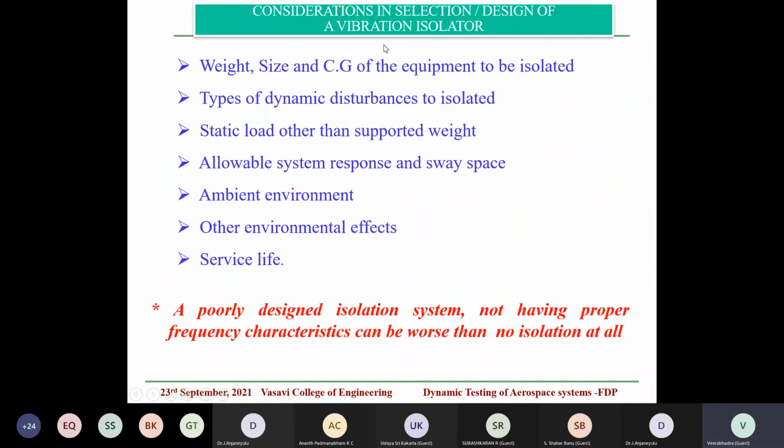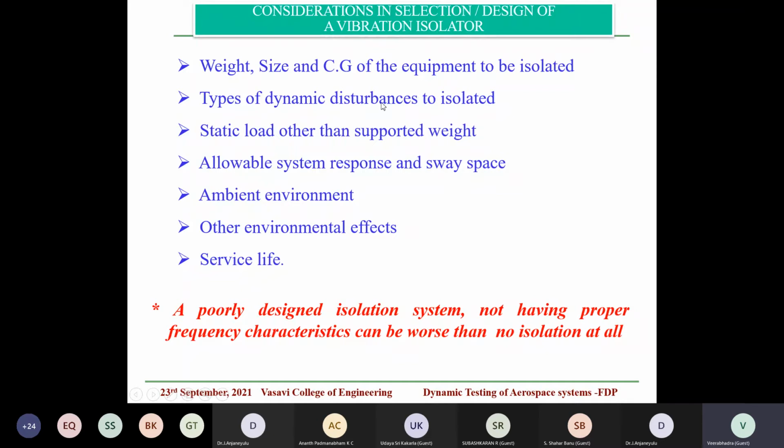While selecting an isolator, we need to be very careful. In the initial slide, I showed one power PC which was about to fail. We solved that problem by using an isolator. So to select an isolator, you have to identify the kind of environment or disturbance that is coming, what the static load is, what the frequency range of operation is, and what the other ambient environments are.